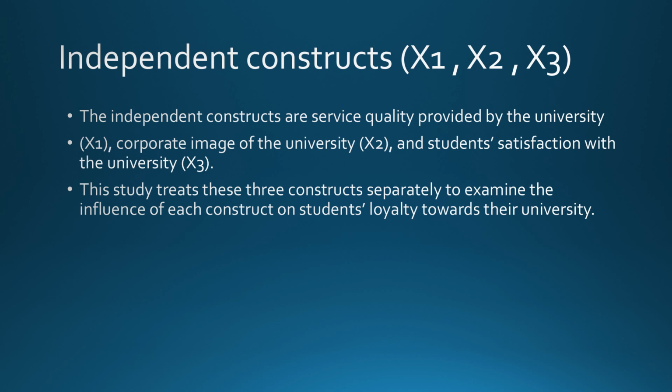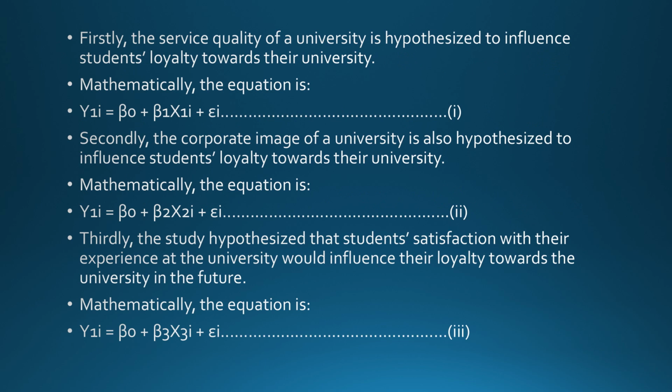This study treats these 3 constructs separately to examine the influence of each construct on students' loyalty towards their university. Firstly, the service quality of a university is hypothesized to influence students' loyalty towards their university. Mathematically, the equation is y1i equals beta 0 plus beta 1 x1i plus epsilon i, 1.